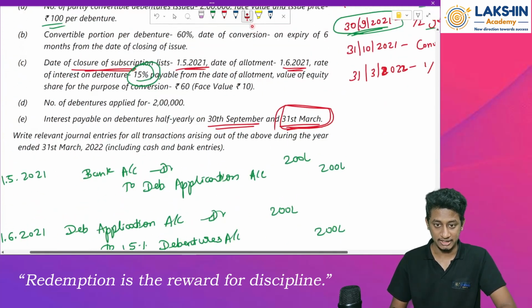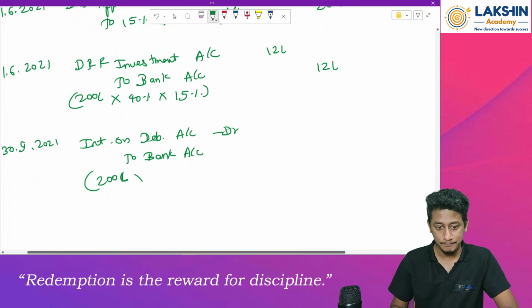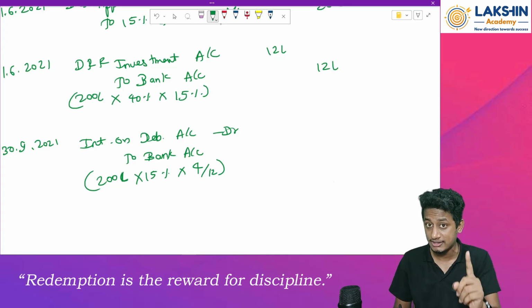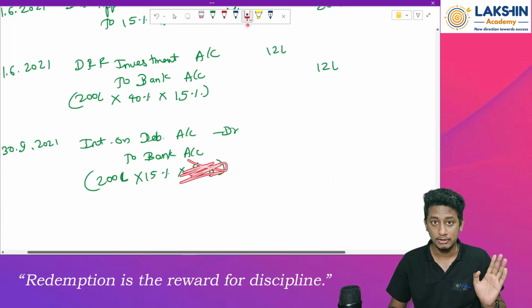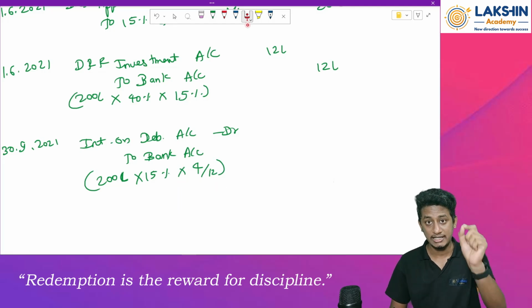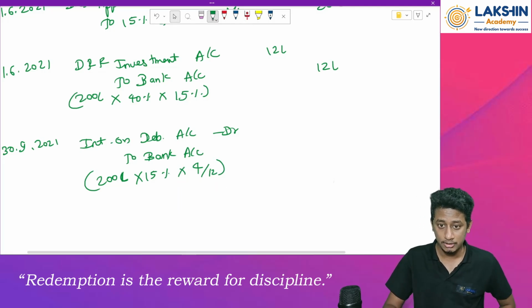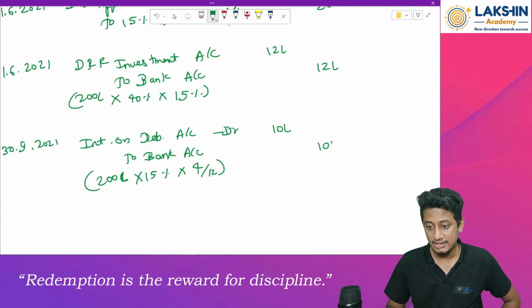So interest at the rate of 15%: 200 into 15% into 4/12, because for 4 months I am paying the interest on a half yearly basis. Please do not simply multiply with 15, because 4/12 is required. This time weight is required because you are paying half yearly interest. Remember this in this question. Now how much will the interest be? 200 into 15% into 4/12, that is 10 lakhs. 10 lakhs is the interest being paid.